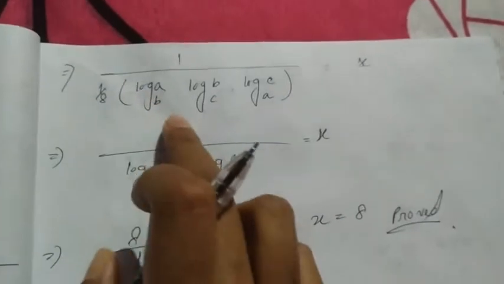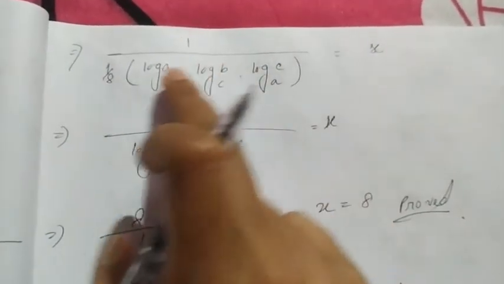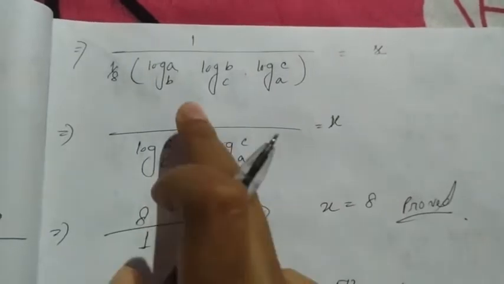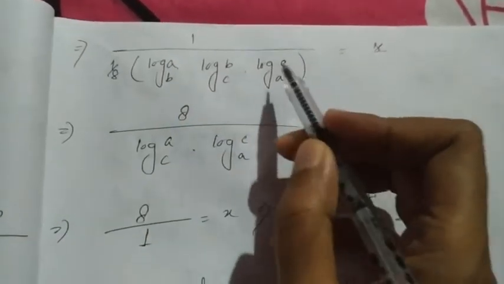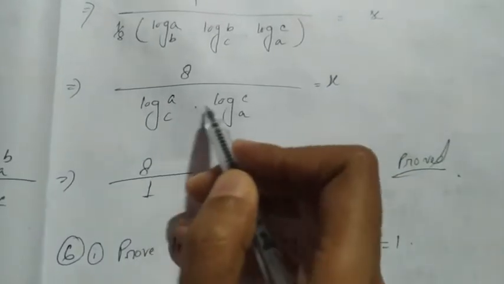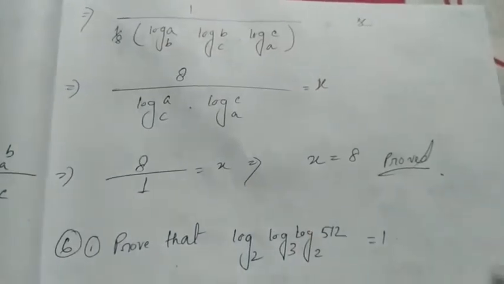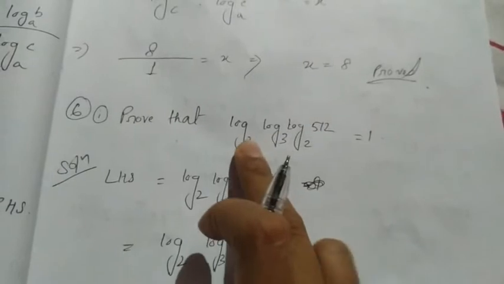Now you see, this is b, here also b, so it will be log a to the base c, and a will come here, and here log c to the base a equals x. So 8 divided by this is log a, which is 1, so ultimately x equals 8. This is proved here. Now question number 6, prove that this is equal to 1.